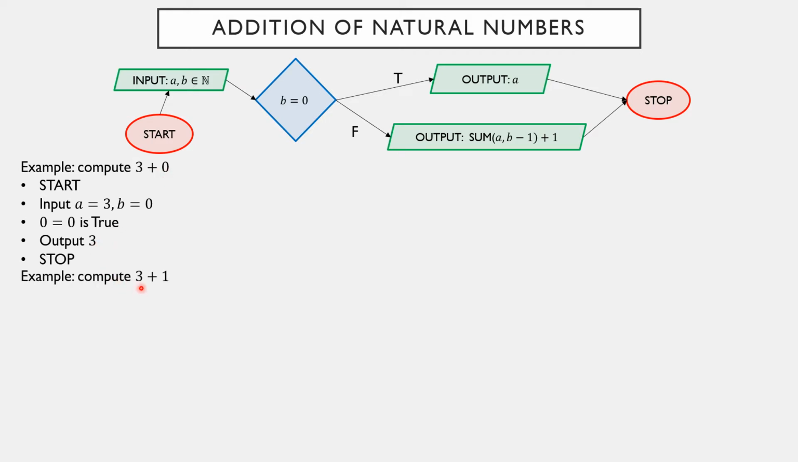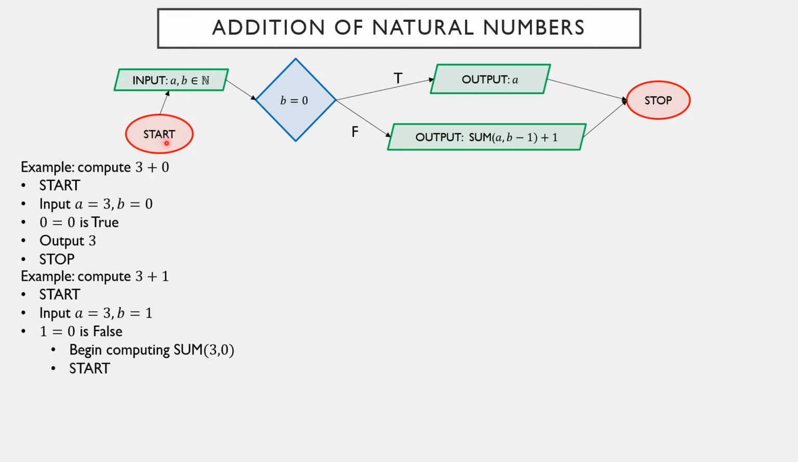What if I try to compute 3 plus 1? Well, we start, we input a is 3 and b is 1. Then I move here and I check, is b equal to 0? No, it is not, so I follow this false arrow. But that requires me to compute the sum of a and b minus 1. Well, b minus 1 is 0, a is still 3. So we're pausing the current computation of 3 plus 1 to start a new run of the same algorithm to try to compute 3 plus 0.